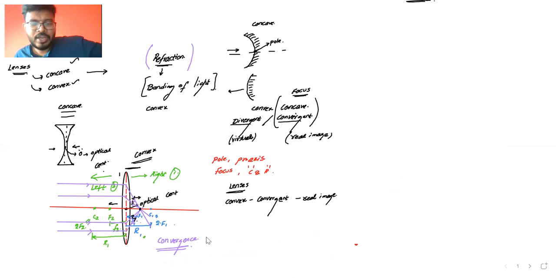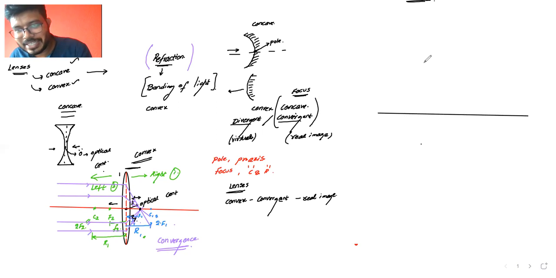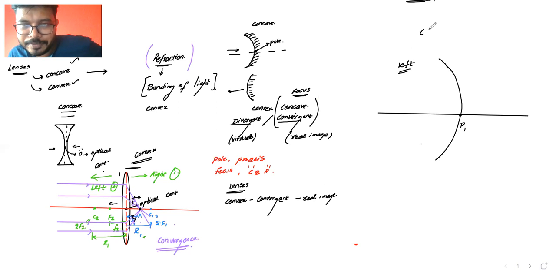I'll keep it here. Now I'll discuss concave. Same thing, like this, and both sides curved in an inward direction. It is the first curve. Remember, it is the first curve. When I say the first curve, this is nothing but your pole. I'll take this as P1 from the left. Remember, for this concave, from the left it will be P1. Towards the left, the center of curvature will be there, as well as the focus: C1 and F1.